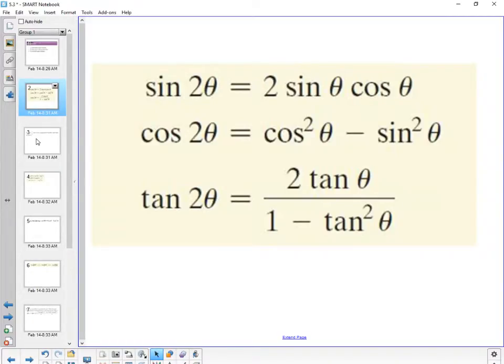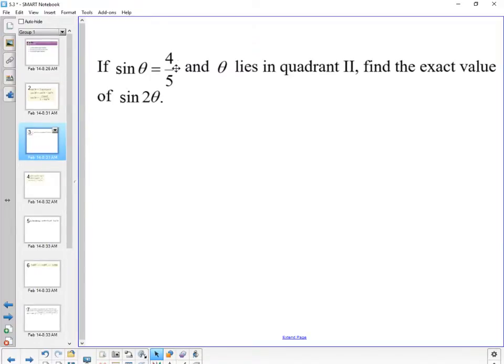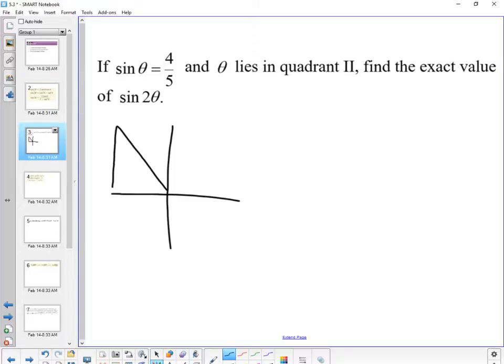I can change the slide now? All right, let's try this. So here's our problem. They're telling us that the sine of some angle is 4/5. They're also telling us that this angle exists in quadrant 2, and they want us to find the exact value of the double angle for sine here. For starters, you need to draw your theta prime. We know that it's in quadrant 2. The sine is 4/5, so that means 4, and then we got a 5 here.